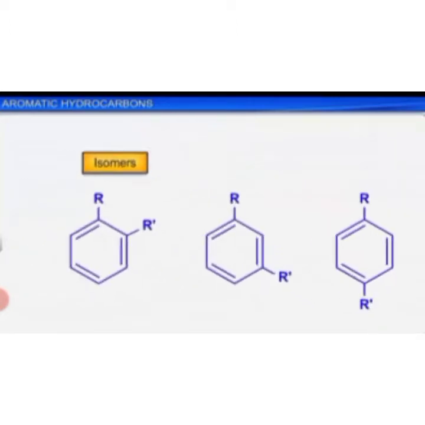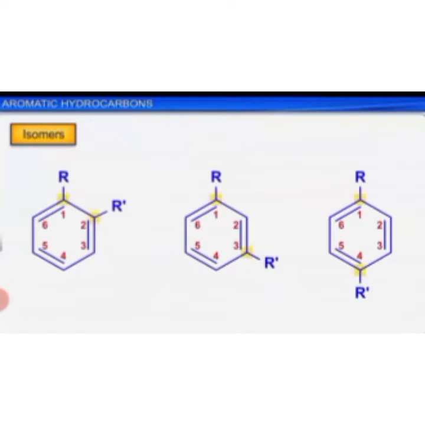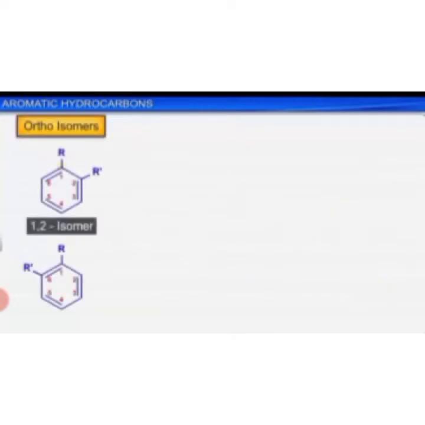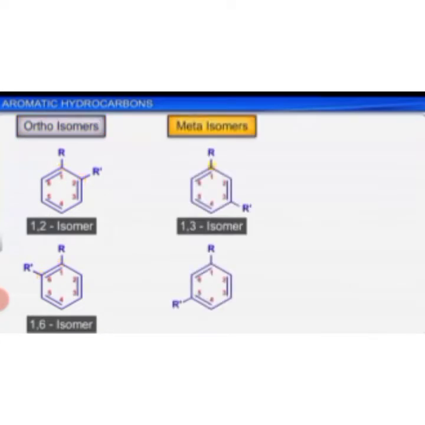Thus, disubstituted products of benzene show position isomerism. The 3 position isomers of a disubstituted benzene are ortho, 1,2 or 1,6; meta, 1,3 or 1,5; and para, 1,4.